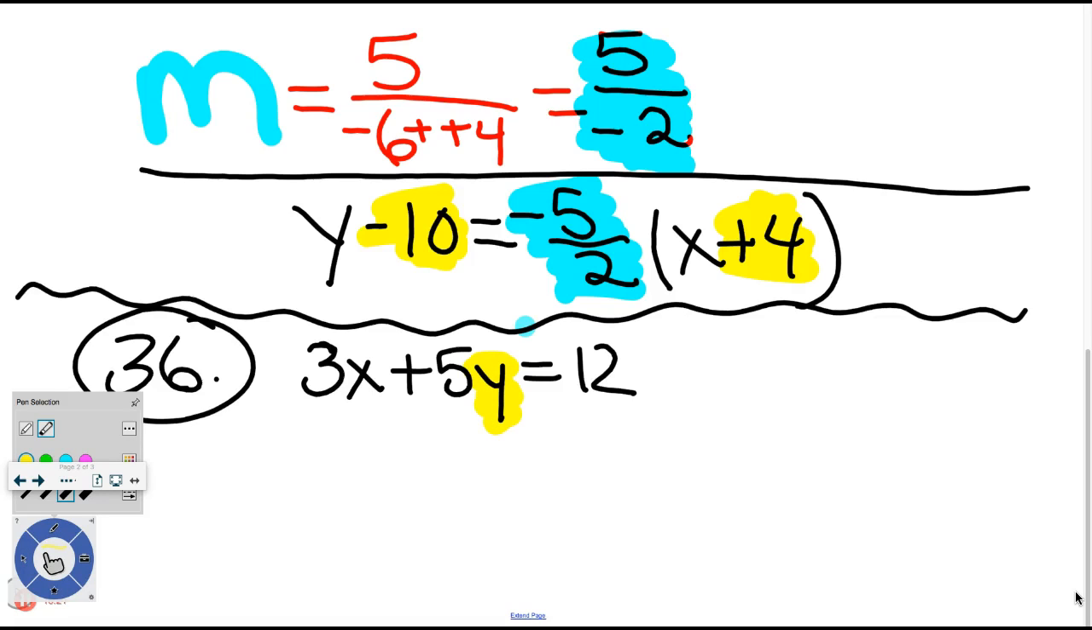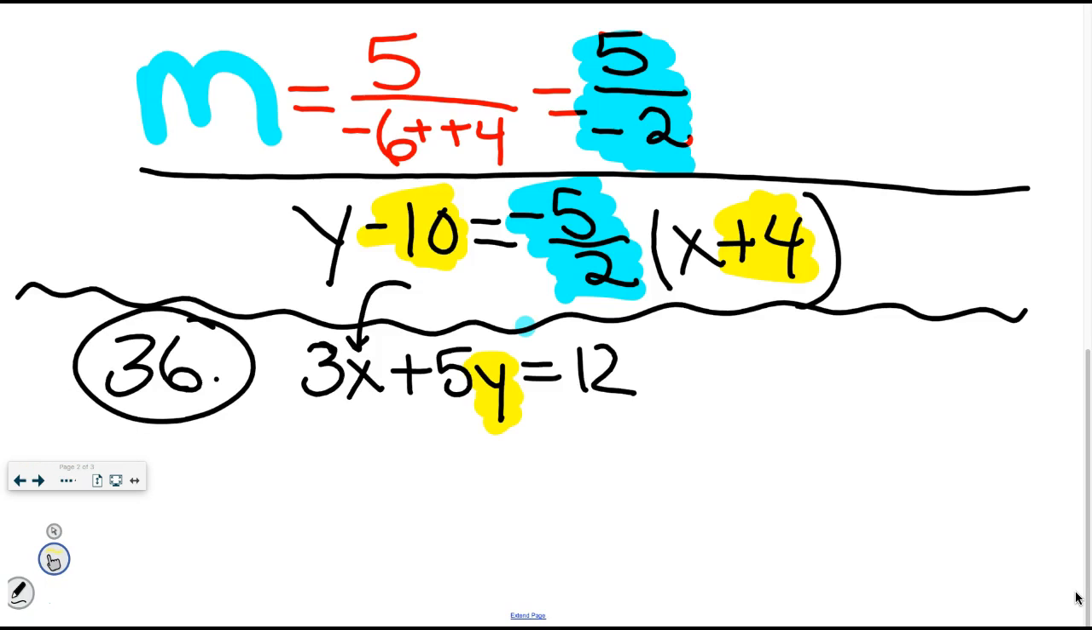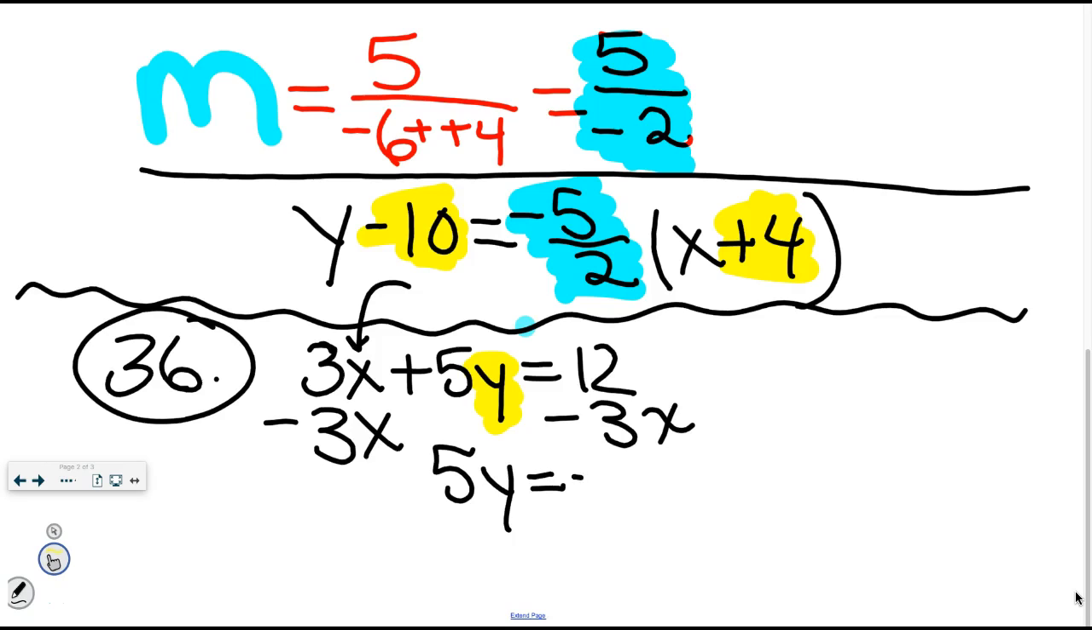So like we said, you need to always get rid of the x term by doing the opposite of what's there. And you either add or you subtract. And so because that's a positive 3x, we'll subtract it. Then I'll get 5y is equal to negative 3x plus 12. You could write 12 minus 3x, but like I said, I like to have it in the right order.